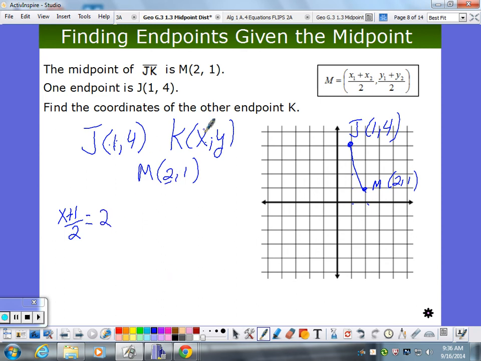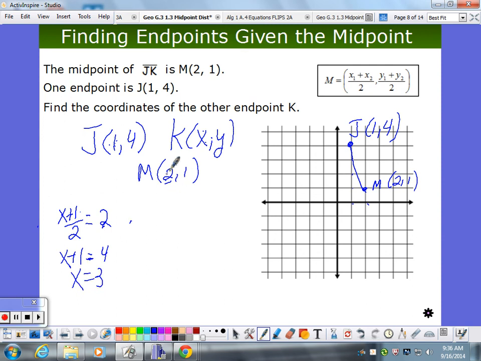Because when you average the x's, you get the x of the midpoint. So I average the x's, and I'm getting the x of the midpoint. Now I have to solve this equation for x. Multiply both sides by 2. We did this when we started as a prerequisite skill. Subtract 1. X is 3.